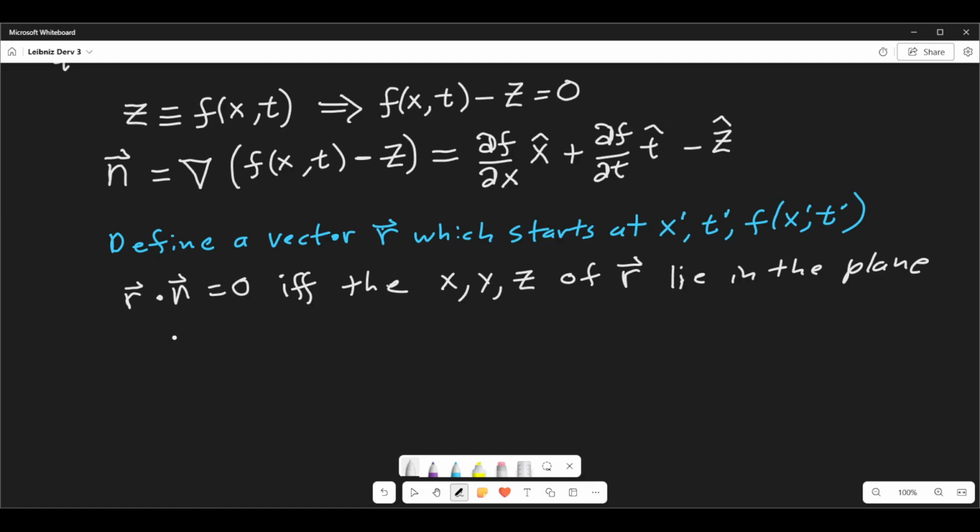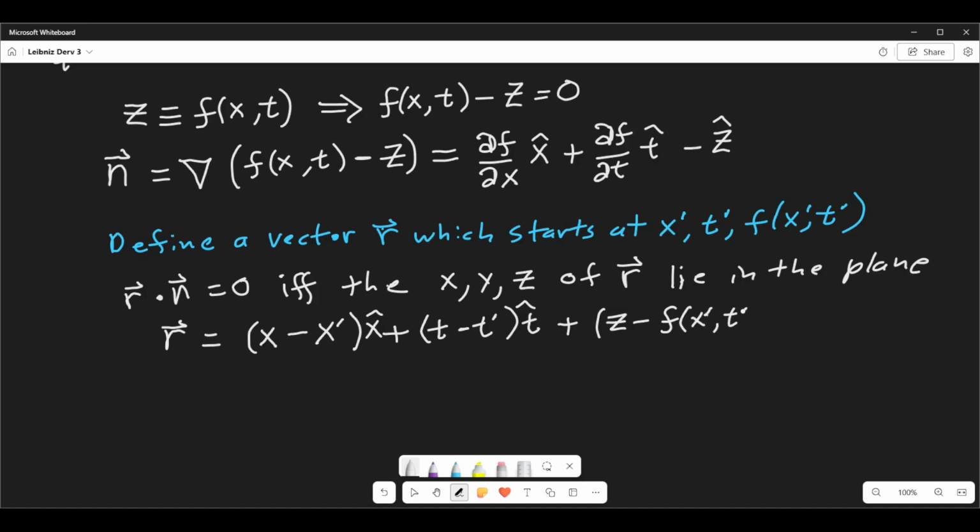And the definition of R written out fully is basically R equals x minus x prime, the arbitrary location, x hat, plus t minus t prime, t hat, plus z minus the functional value at x prime and t prime, z hat. So go ahead and finish the equation.